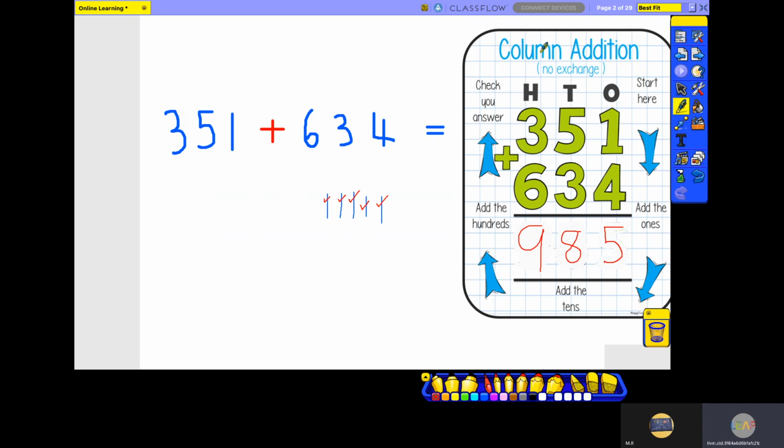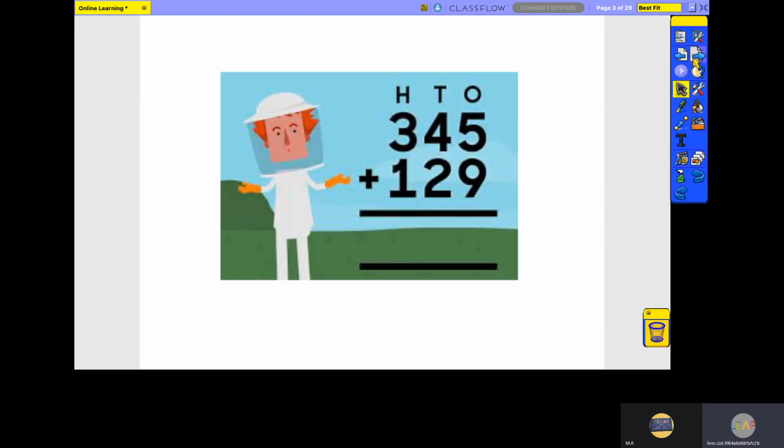Now this example was with no exchange, which means there was no transferring of a 10 to the next column. However, I've got another example that I'm going to share with you, which does involve exchange. So guys, we'll go through this with a bit more quickness. We have ones, tens, hundreds. Putting your numbers in the correct place value is the most important. If you get them wrong, your answer will be wrong. So this is the most important step. Okay, now we can move on.